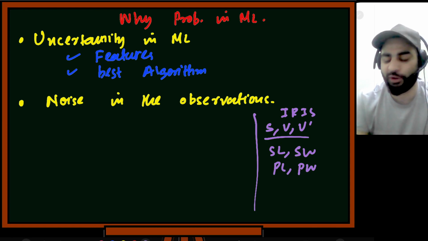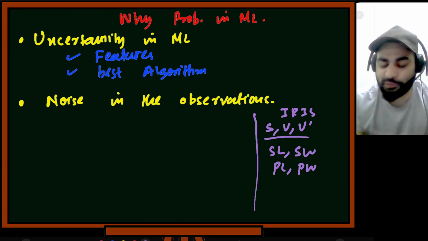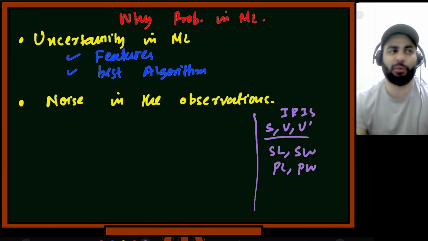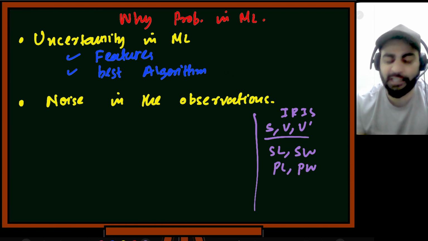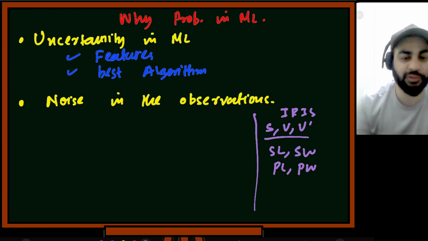We said, okay, let's go with these features, and now there's the uncertainty in the features. After that, we have to use the algorithm. Now you don't know which algorithm will perform better, and there's an uncertainty in choosing the algorithm. The second thing I said is there can be noise in the observations. What is the meaning of that?